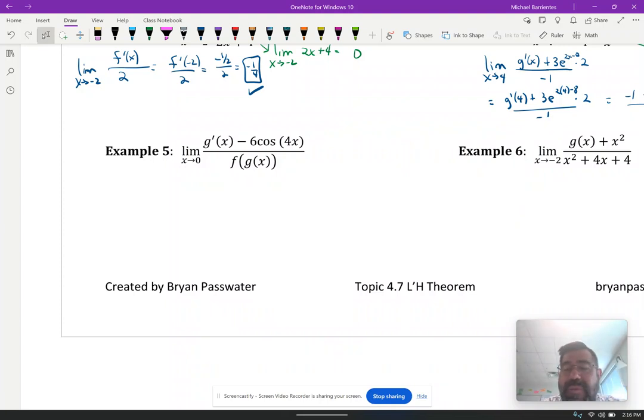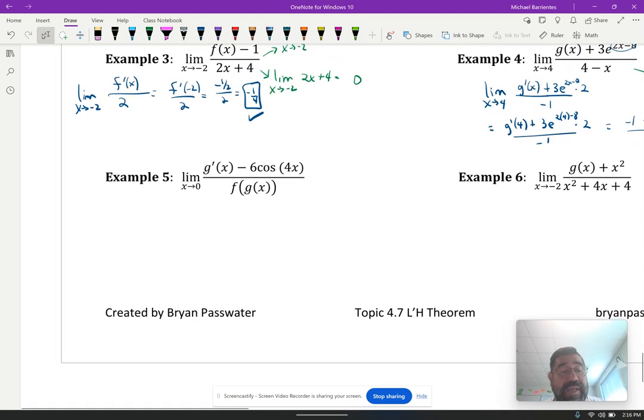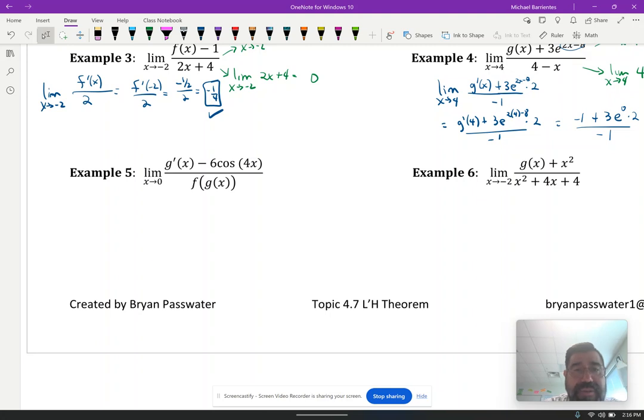Alrighty. When I get to example 5, and examples 5 and 6 are the last problems in this section, again, we're just in video 3, continuing to do more practice with L'Hopital's rule. The subsequent video after this one is an optional video. If you want to know where L'Hopital's rule came from, we can talk about that.